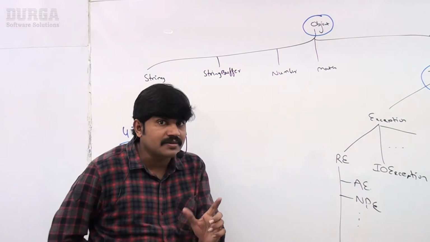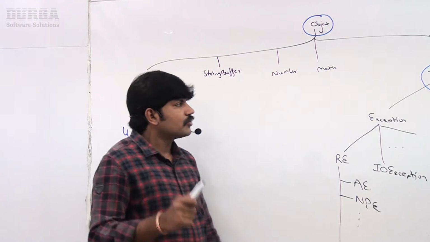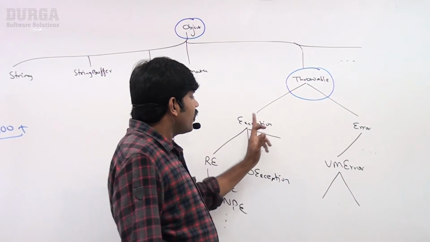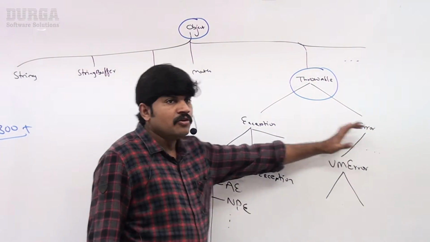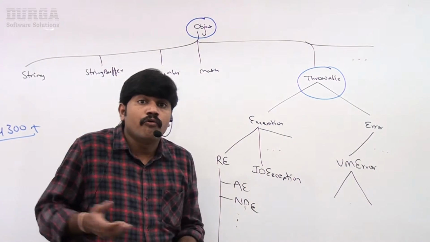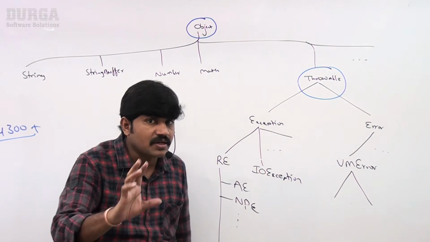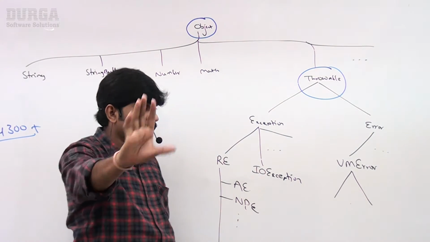Now, the same concept in reverse: an interviewer may ask, why does Throwable act as root for all exceptions and errors? Why does Object class act as root for all Java classes? Why is it the root? Like that, there may be a chance to ask. Now take a bit of special care.